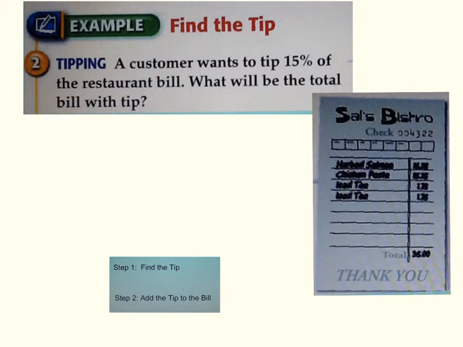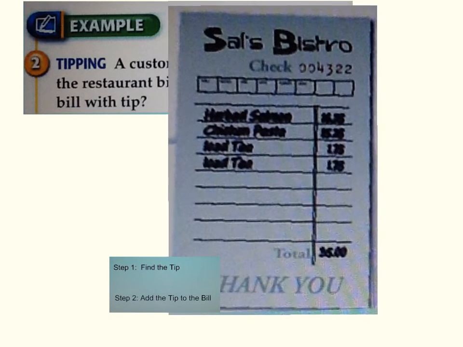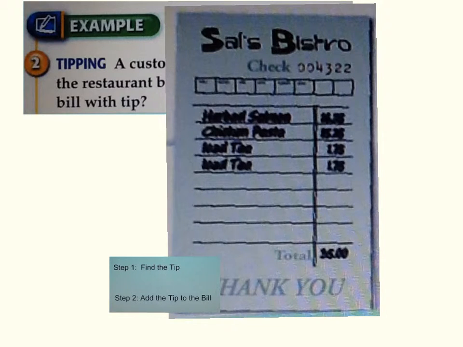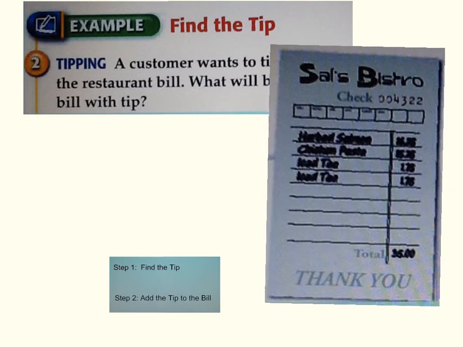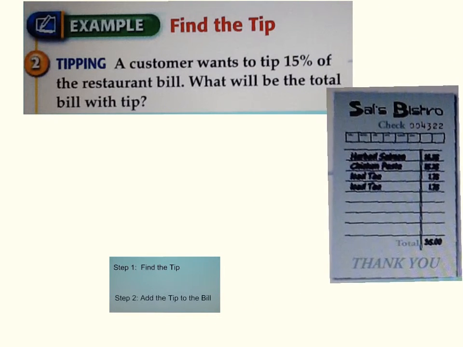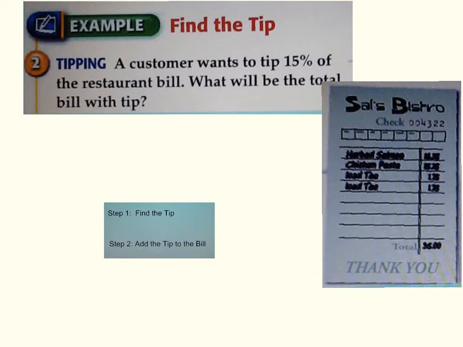Our next example is a finding the tip example. A customer wants to tip 15% of the restaurant bill. What will be the total bill with tip? Well, over here to our right, we have our bill from Sal's Bistro. We had some salmon and some chicken pasta and 2 glasses of iced tea for a total bill of $35. So let's go to our steps.